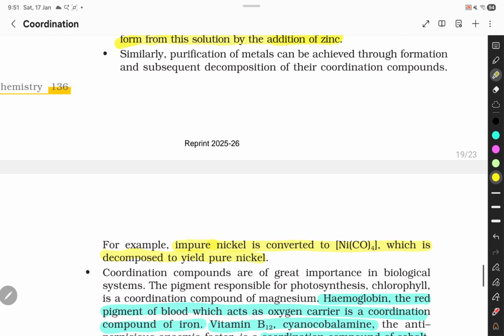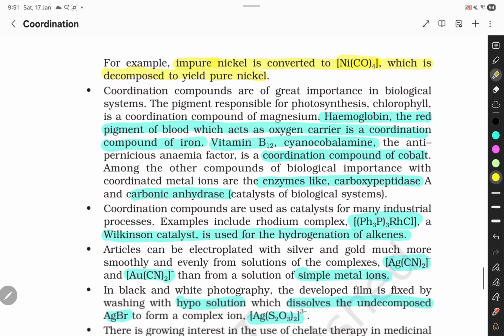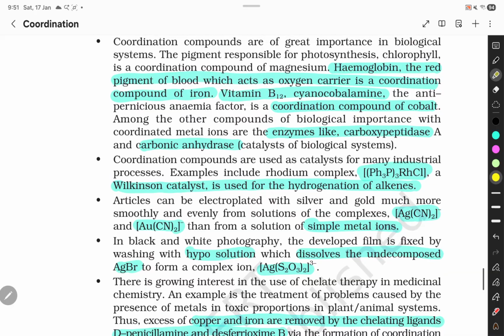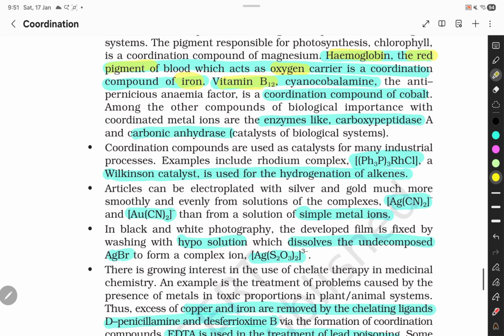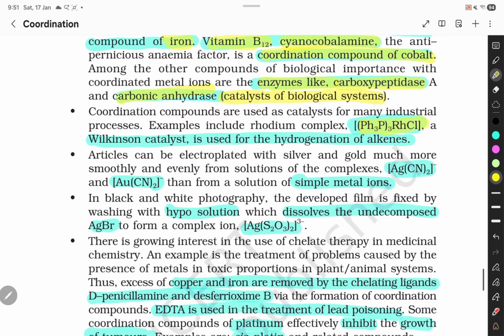Same thing, purification of metals can happen because impure Ni can react with CO to form Ni(CO)4, which can be decomposed to yield pure nickel. Hemoglobin is the red pigment of blood, which acts as an oxygen carrier. It's a compound of iron, and same thing you can say for B12, cyanocobalamin, which is a coordination compound of cobalt. There are also enzymes such as carboxypeptidase and carbonic anhydrase, which are catalysts. You don't need to mark these up, I don't think, but you can somewhat recall it, right? (PPh3)3RhCl, which is the Wilkinson catalyst, is obviously used for hydrogenation. I'm pretty sure everybody knows that by now.